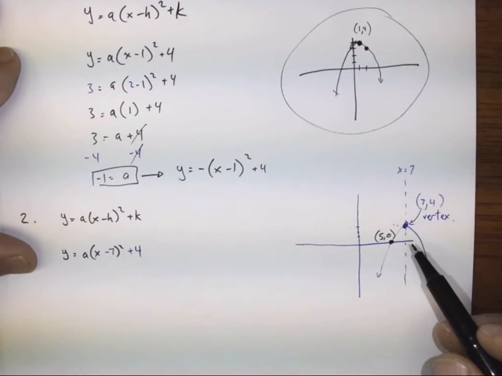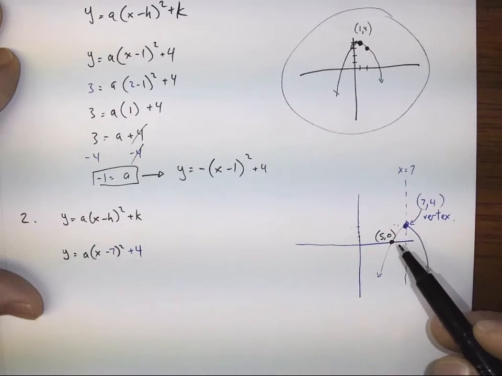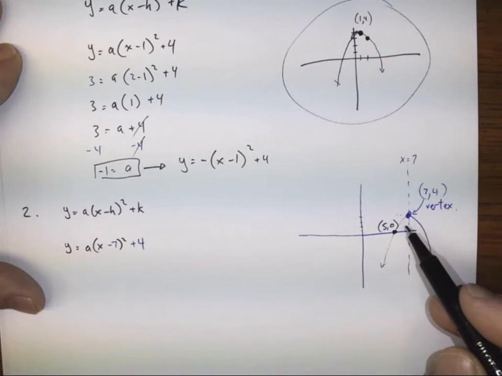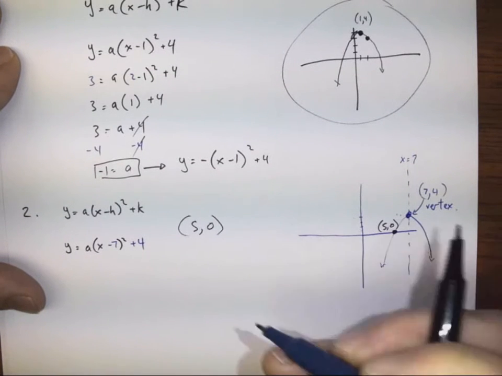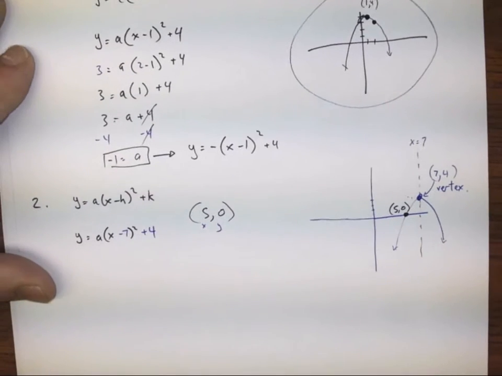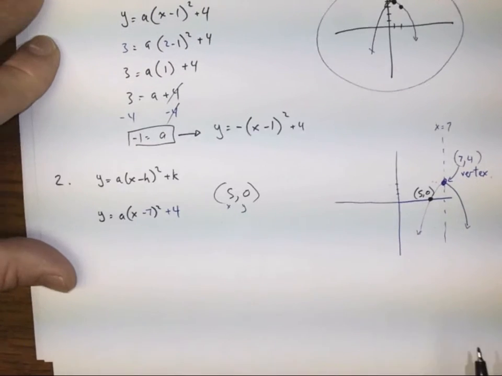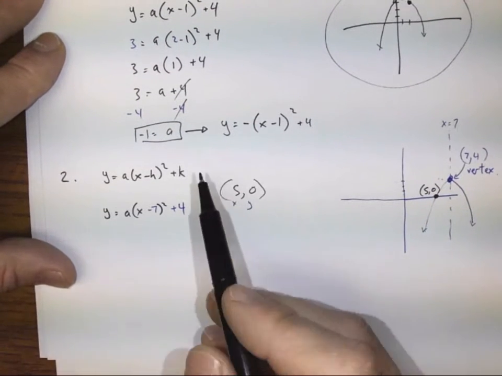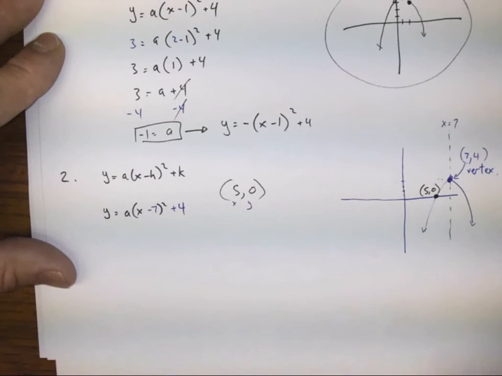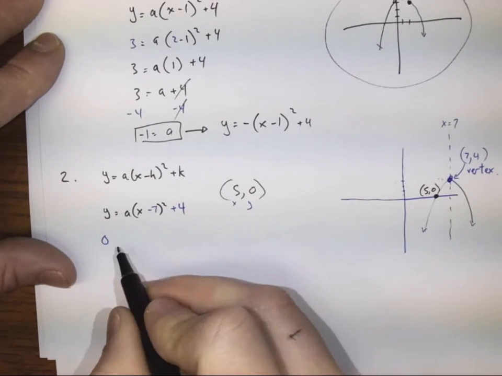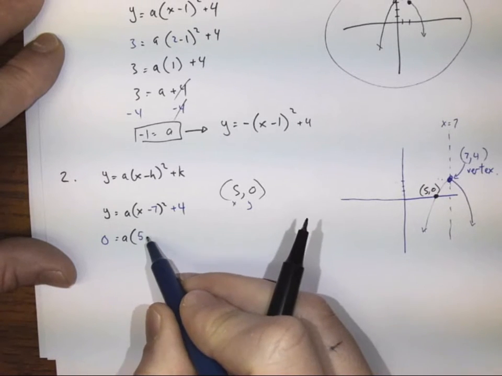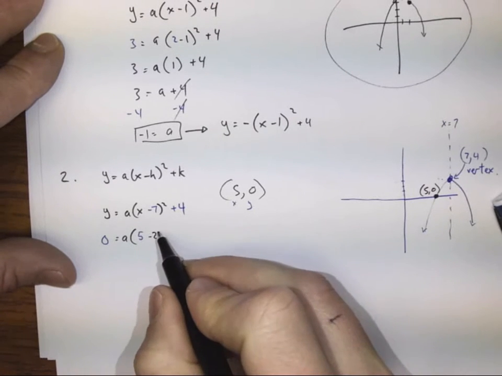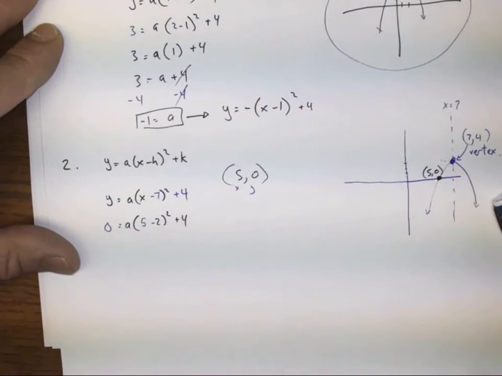And so I already have an idea what the compression or stretch factor is going to be. But let's just do some algebra to confirm here. So the point 5, 0, I'm going to let be my x and y values, right? Because they should be a solution to this equation. All right, so I'm going to plug in 0 for y. And my a value, I'm just going to leave as a variable, and my x value is 5. Take away 2 squared and add 4.